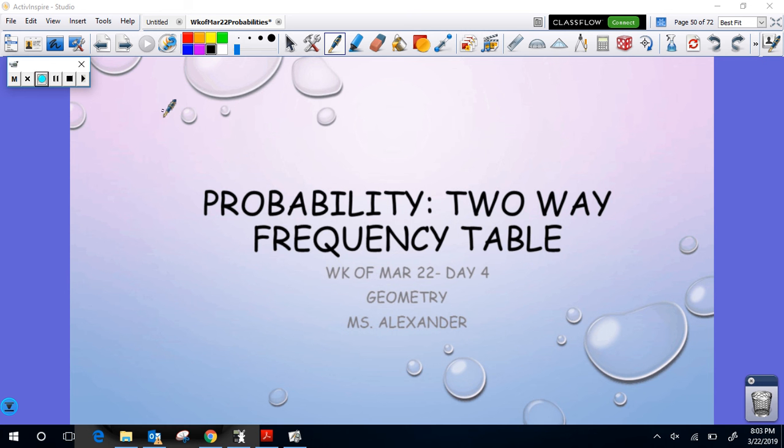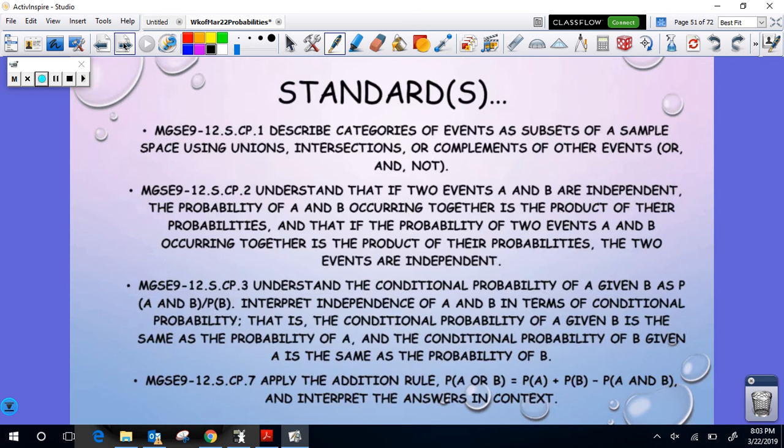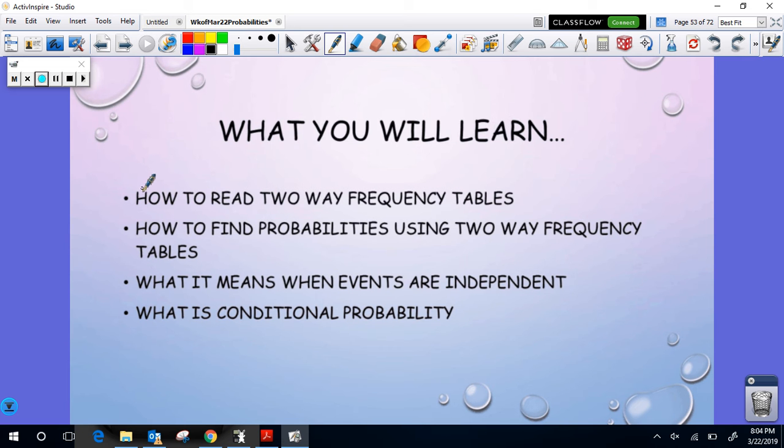Okay, so we're going to talk about two-way frequency tables and probabilities. You're going to learn the same thing you learned yesterday: how to read two-way frequency tables, how to find probabilities using two-way frequency tables, and what it means when events are independent and what conditional probability is.